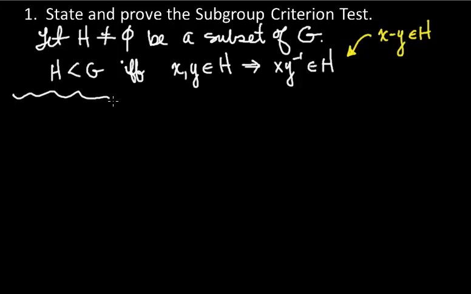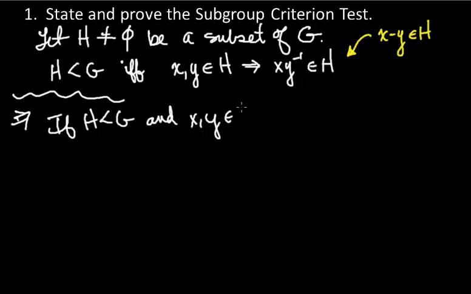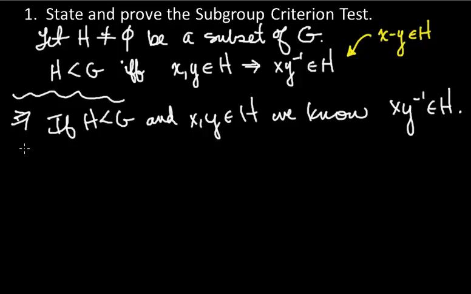All right, now we want to prove this, and let's go this way first. That's obvious. If H is a subgroup of G and X and Y are elements of H, since H is a group on its own, we know X Y inverse is in H because H is a group. So really, in that direction, there's not much to prove. So our challenge is to go this way.